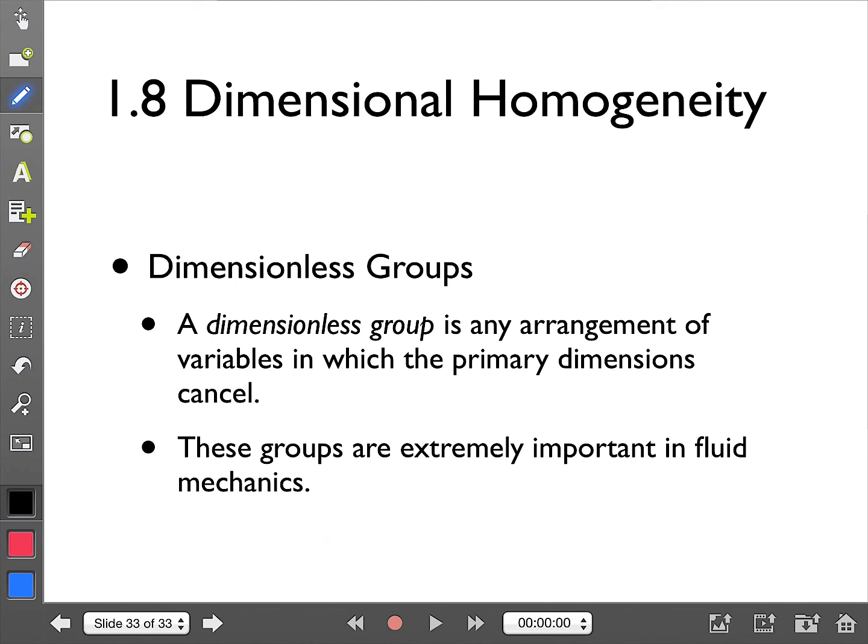This is important when we start to talk about dimensionless groups, and I'll just throw this out here now, and we'll return to this later on in the semester, that a dimensionless group is any arrangement of variables in which the primary dimensions cancel.